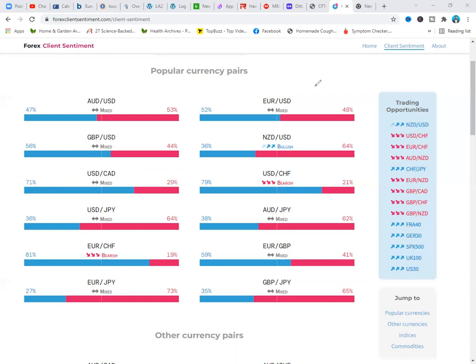Does this make sense? Let me give another example. Let's look at GBP JPY down here. Okay, 65% of traders are selling GBP JPY and only 35% of traders are buying. So where is the majority of traders? The majority are selling. And the banks want to make profit from us. So if the majority of us are selling, do you think the banks will also go sell? No, they will go buy.